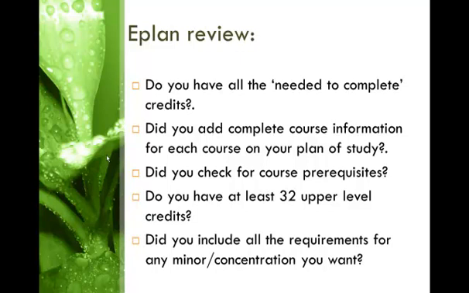If you have a prerequisite for a course, it can, in many cases, be on your plan of study, or it may even meet a general education requirement, so please make sure you add it in some place. Double check to be sure that you have at least 32 upper level credits completed between what you have done already and what's listed on your plan of study. And then double check the requirements for any minor or concentration that you want. You're not obligated to complete a minor or concentration, but if that's something that you've been wanting to do, you'll include it there.